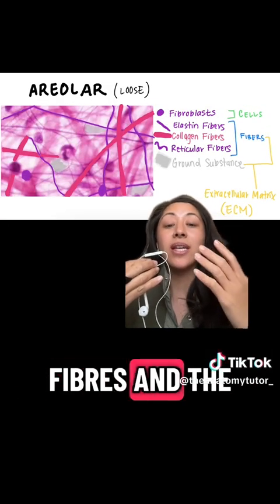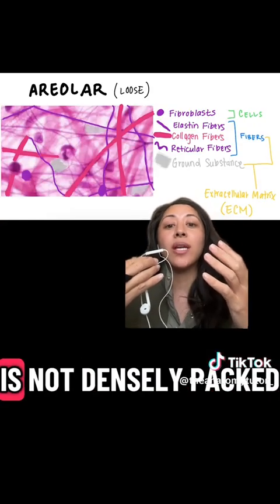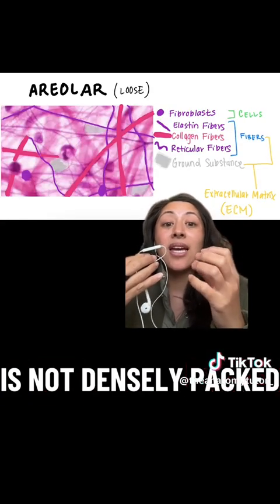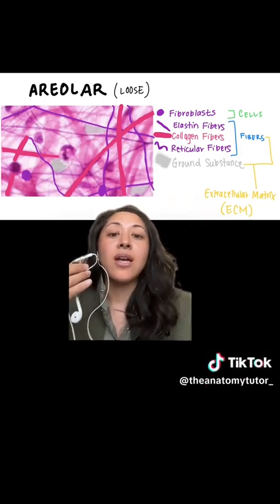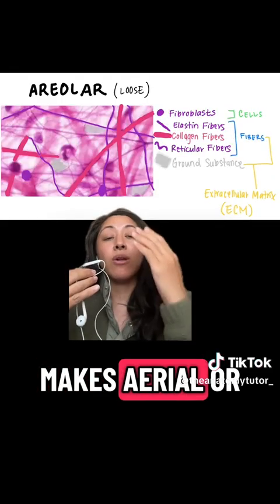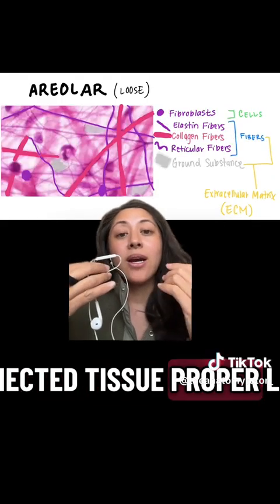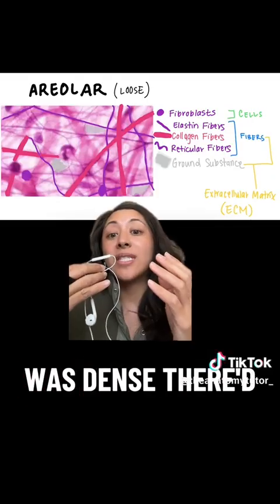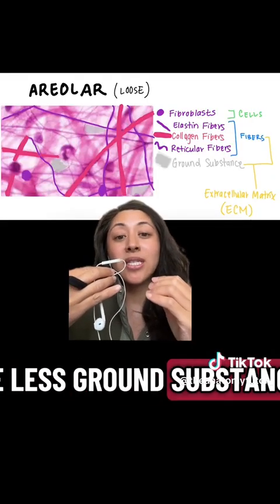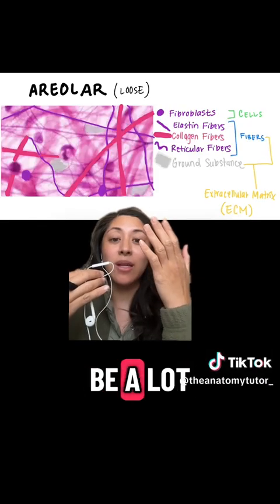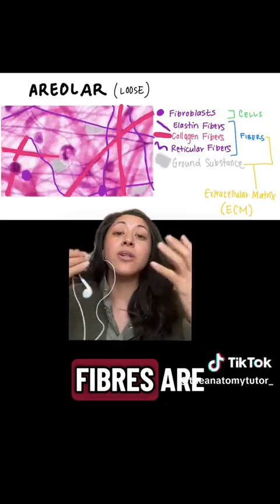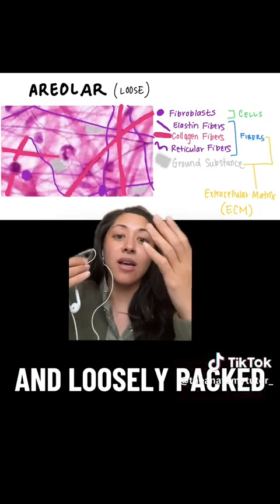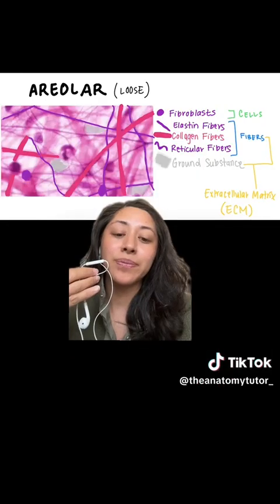And since the fibers and the ground substance ratio is not densely packed and they're pretty evenly balanced, that is what makes areolar connective tissue proper loose, because if it was dense, there'd be less ground substance. If it was loose, there's going to be a lot of ground substance. So the more teased the fibers are and loosely packed, again, that's considered loose.